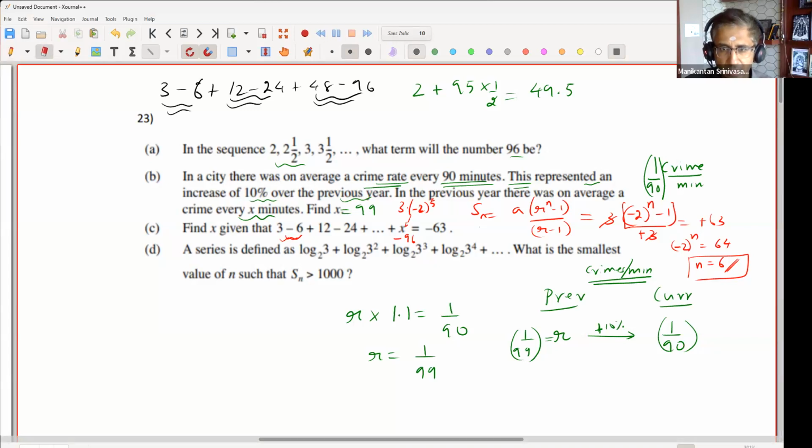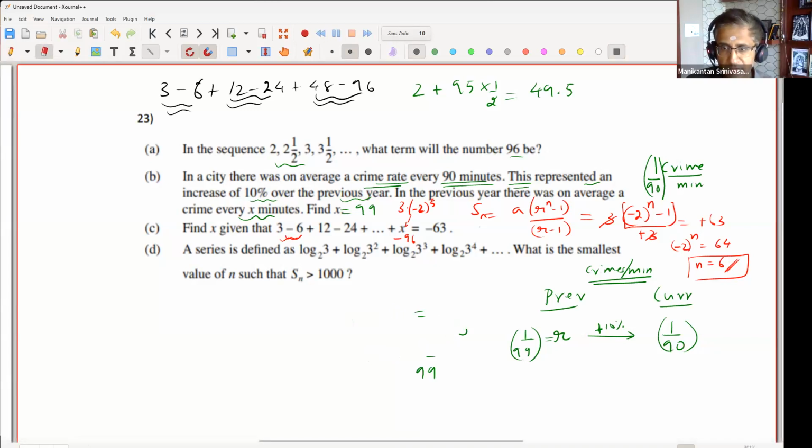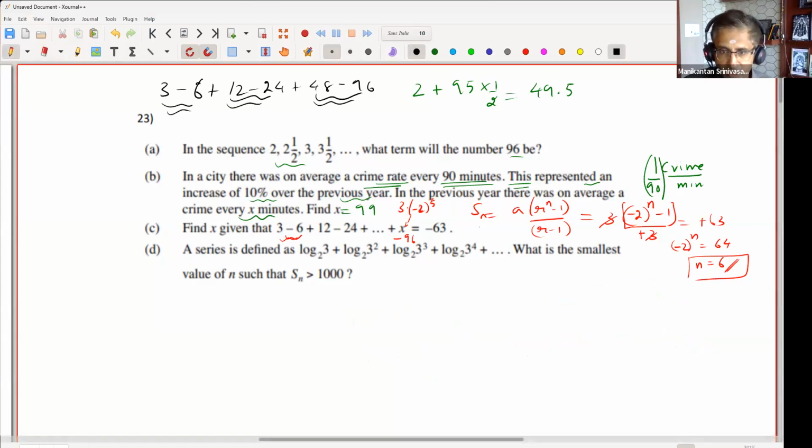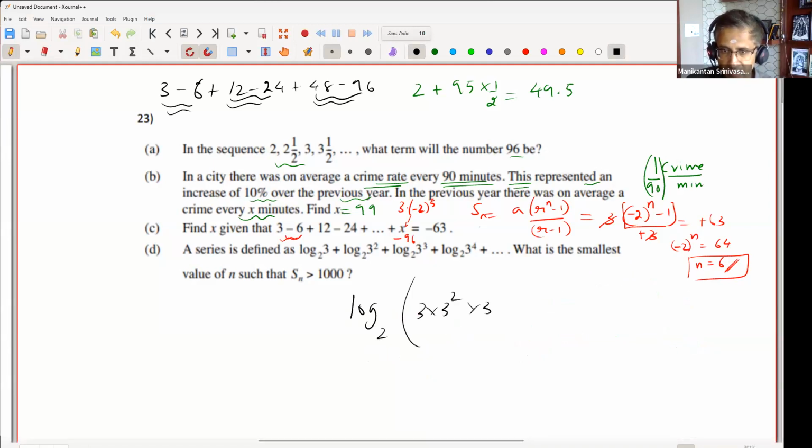A series is defined as log 3 plus log 3 square plus log 3 cubed and so on. What is the smallest number such that Sn is greater than 1000? Okay, so this becomes log to the base 2 of 3 into 3 square into 3 power 3 into 3 power 4 and so on, right?